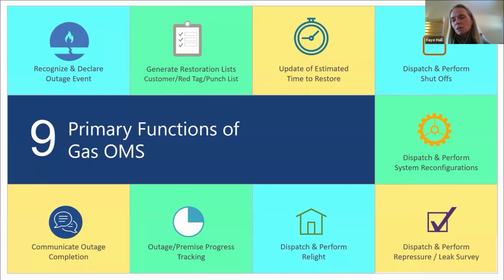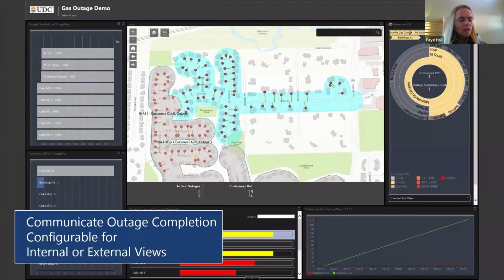But the next one is communicating the outage completion. And for that, we've created a dashboard. Now this is kind of just the base out-of-the-box dashboard that will communicate the outage status. Now in this case, this is my demo data set, so I have a few more outages in here that have not been completed, and they've been open for a lot longer than any outage ever should last.